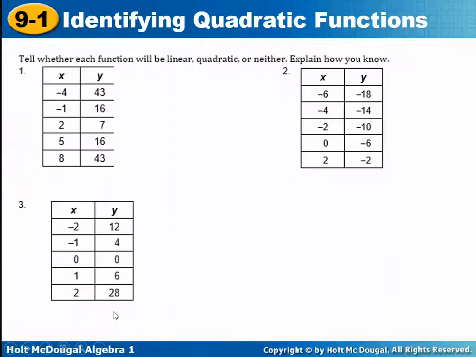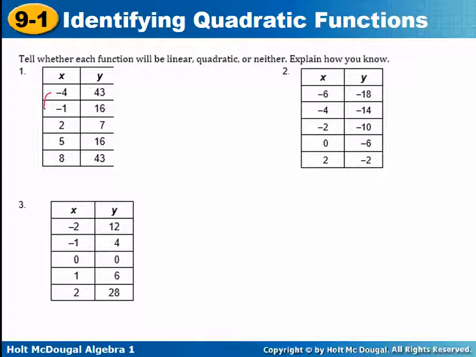On your assignment, you're going to tell whether the functions will be linear, quadratic, or neither. So the first thing to do is check that the x values are all increasing by the same amount. And if they are, then we'll look at the first differences. If they're constant, it's linear. If they're not constant, then we'll check the second differences. If the second differences are constant, then it's quadratic. Let's just do number 1.